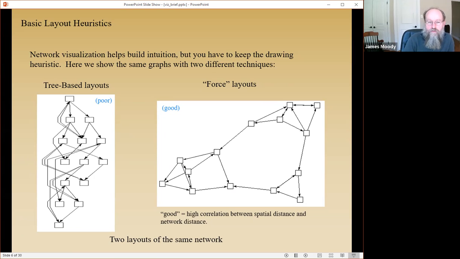You can turn this kind of a network into an axis-oriented layout, a tree-based layout. It's useless. It doesn't tell you any more information, but it's possible, right? So there are lots of ways to get a bad network. So that's one way to do it. So those are the two basics.